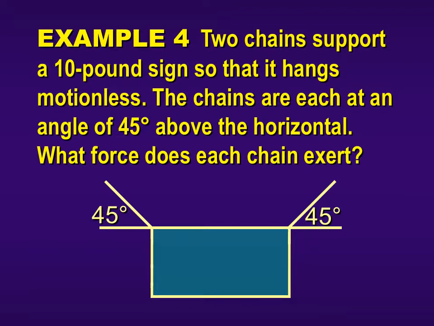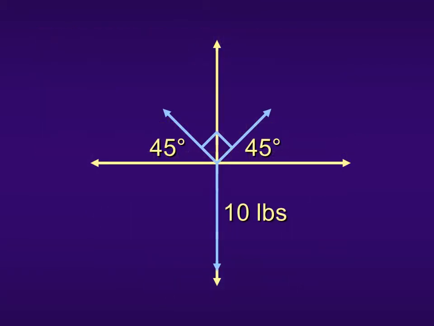So the chains are exactly the same. They're both at 45 degrees. We need to know what force each chain exerts. If we're thinking about physics, we have this chain that's pulling at an angle this way, 45, and then we have this chain that's going this way at 45 with the force going that way. But then we also have the force of the weight, which is 10 pounds going down.